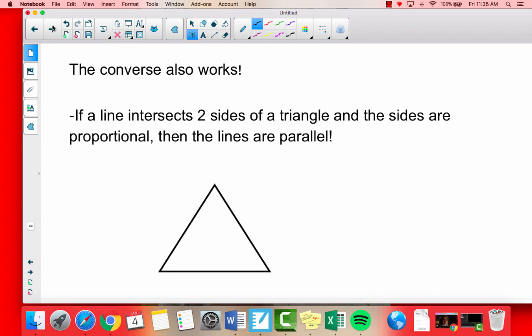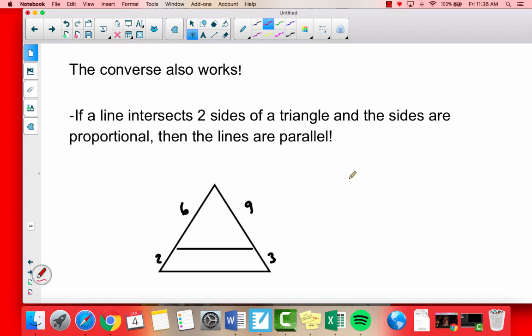All right. Now, the converse of that also works. So converse, remember, is kind of like the opposite or the reciprocal. So in this case, I could tell you that the sides are proportional, and that might look something like this. Maybe I tell you that this is 9 and 3, and maybe I tell you that this side is 6 and 2. Obviously not drawn to scale.